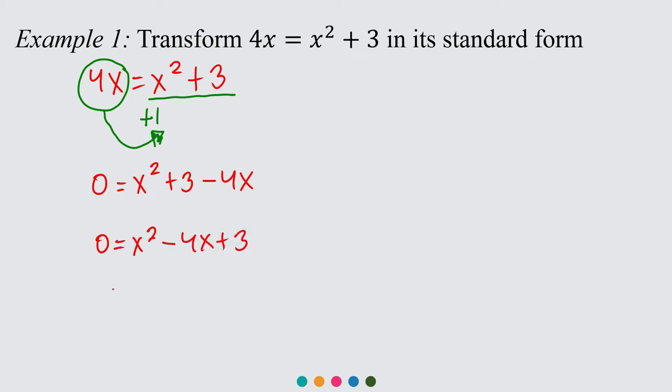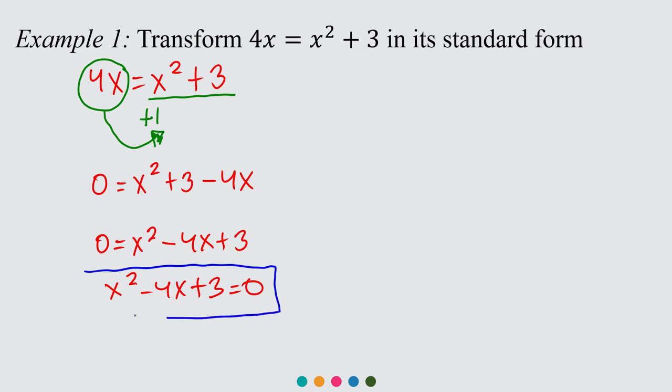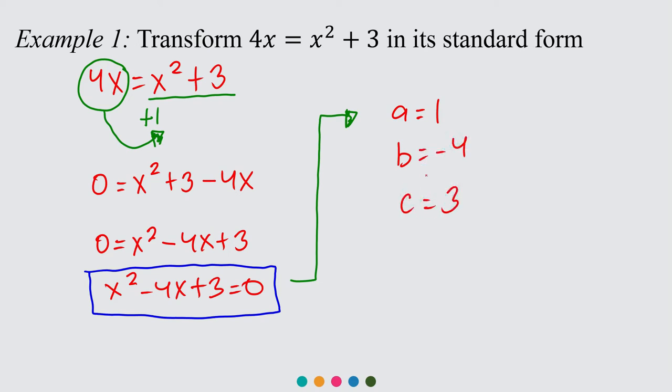Or, pwede nyo naman pagbaligtarin na yung dalawang sides natin ng equation. X squared minus 4x plus 3 is equal to 0. And this is our standard form of 4x is equal to x squared plus 3. Now, identify natin yung values ng ating a, b, and c. So, a now will become 1. b is negative 4. And c is positive 3. And that's how to transform example number 1.